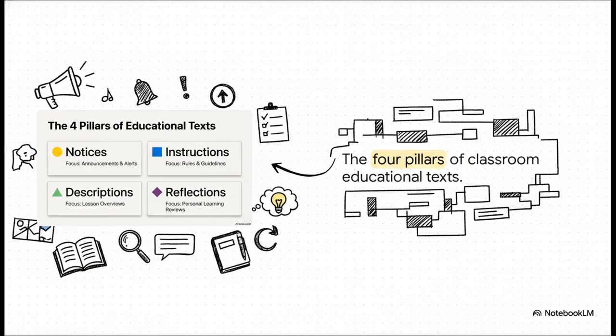Now, as an architect, before you can build a house, you absolutely need to understand your raw materials. And here they are. These 4 pillars, notices, instructions, descriptions, and reflections, are the foundational building blocks of practically all classroom texts. Every single time you communicate with your students or ask them to communicate back, you're likely relying on one of these 4 pillars. Let's break down the specific engineering behind each one.